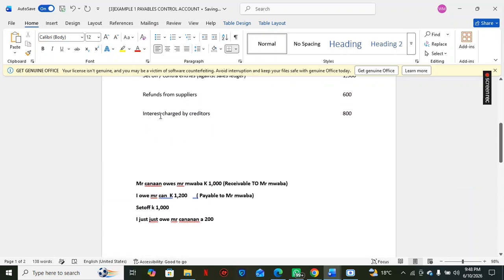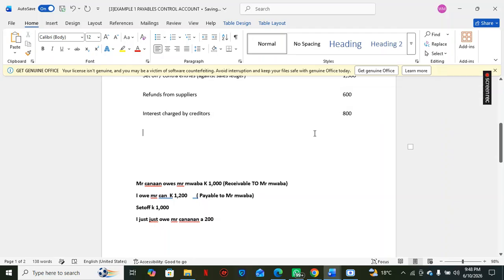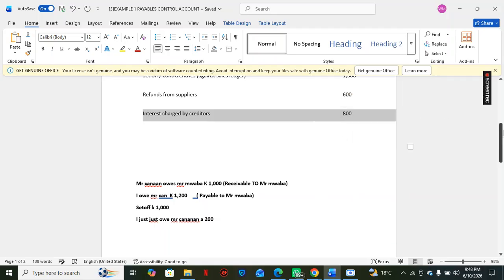Then here we've got interest charged by creditors. This means we delayed to pay our suppliers and they've added on interest for delaying to pay. So since they've added on interest, it means we are owing them more. Okay, so since we're owing them more, we credit. Increase in what you owe the supplier, you credit.